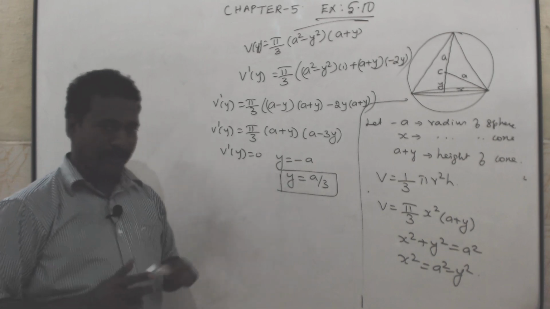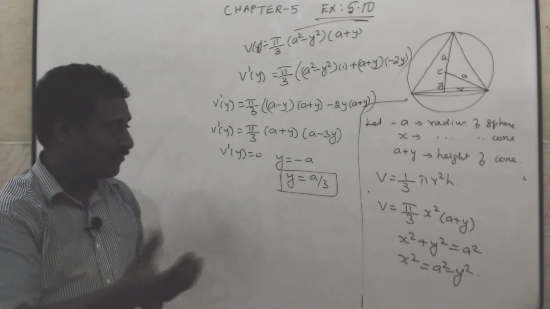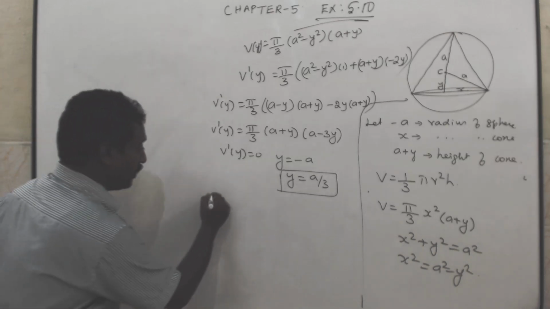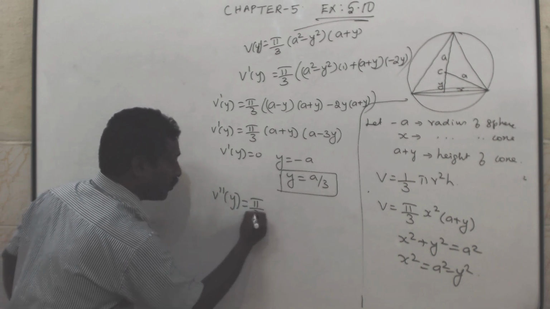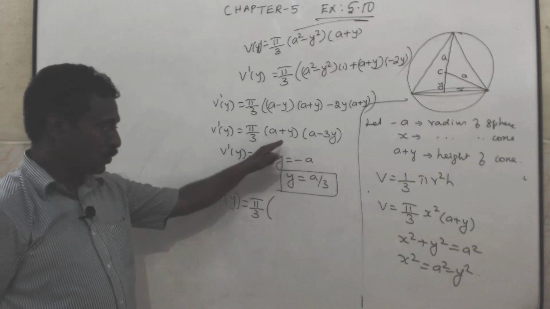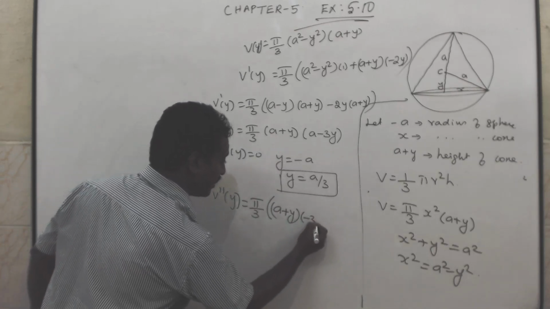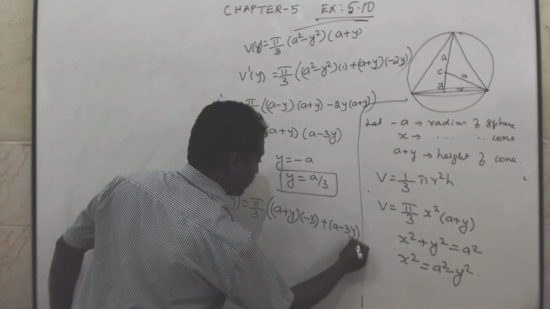This is the critical number. Next what we have to do? We have to find out the second derivative, V double dash of y, pi by 3. Once again uv. U into differentiation of v, that is minus 3, plus a minus 3y into 1.